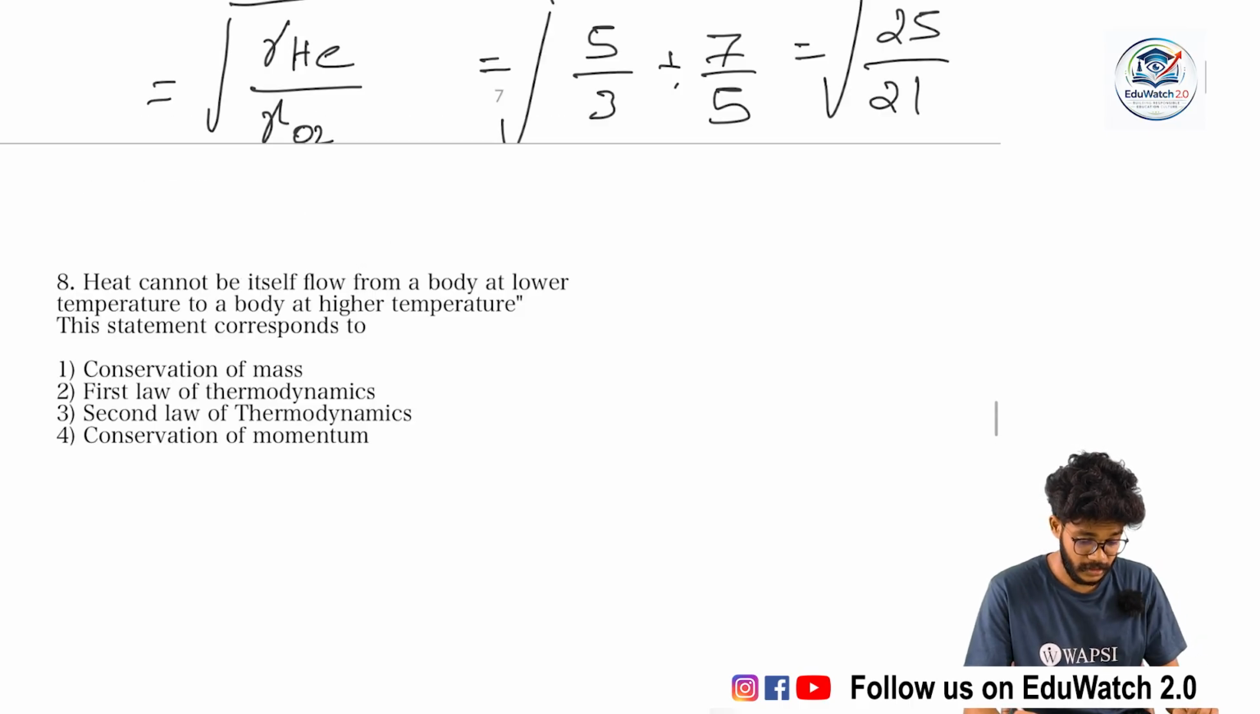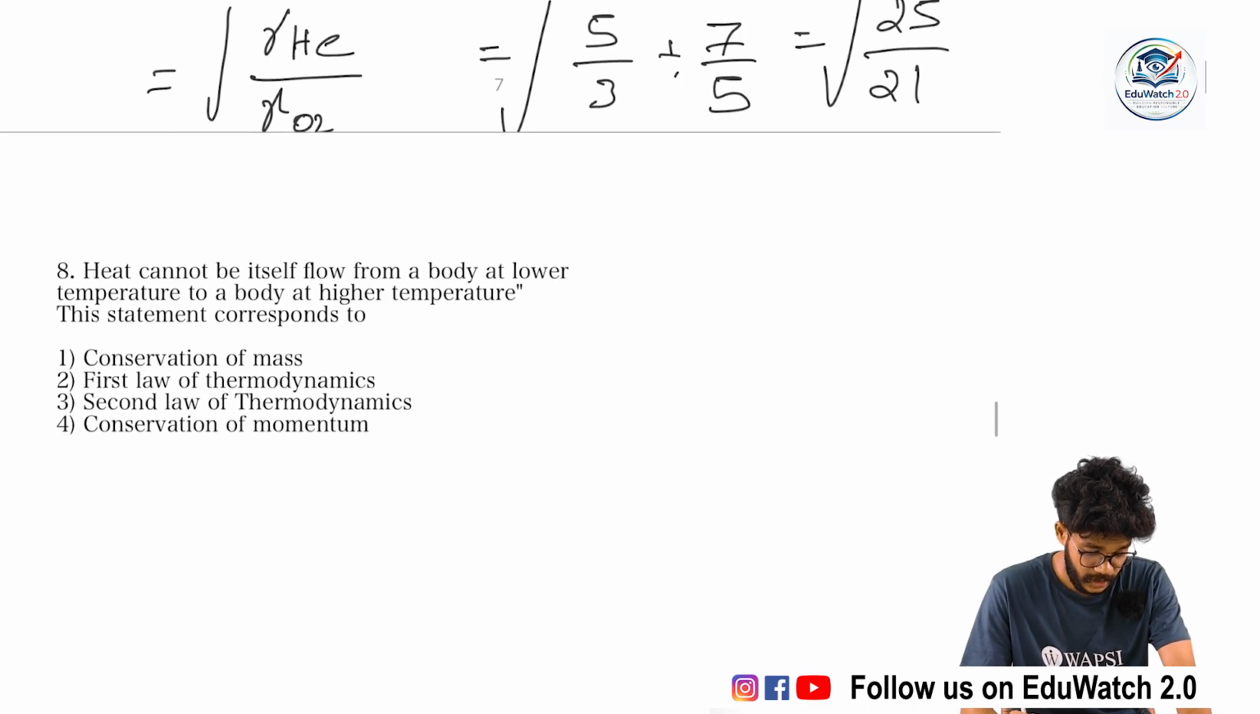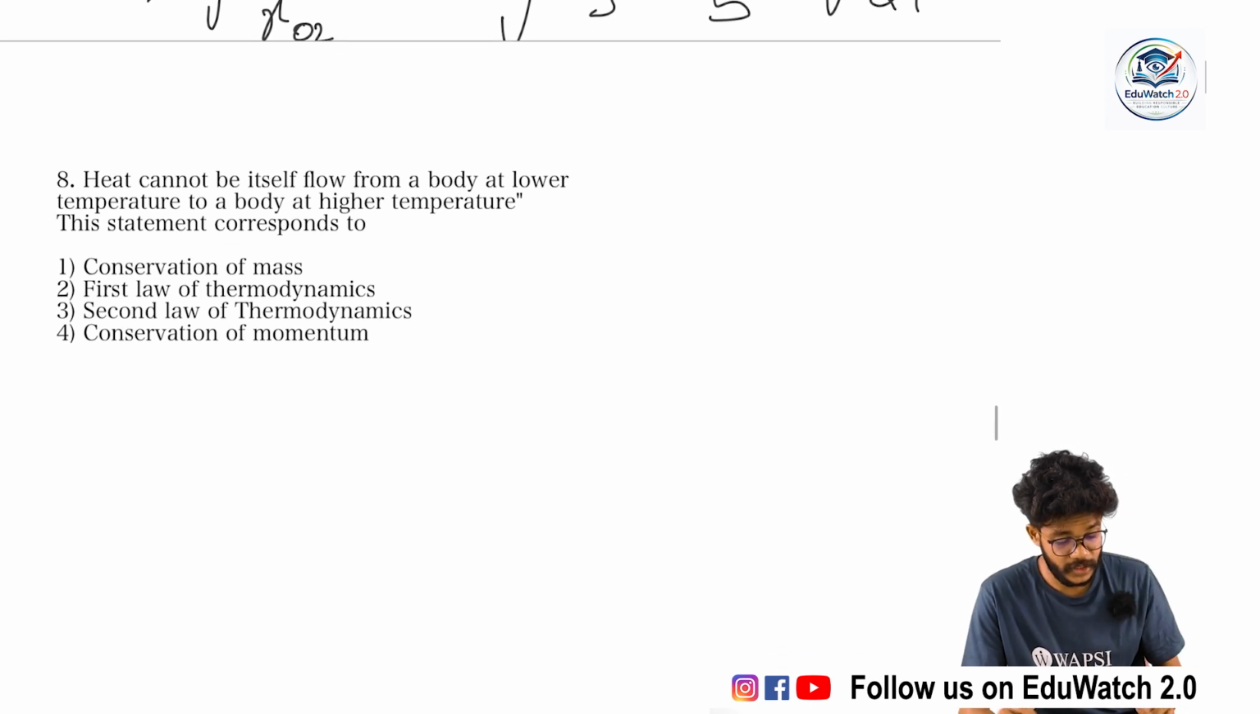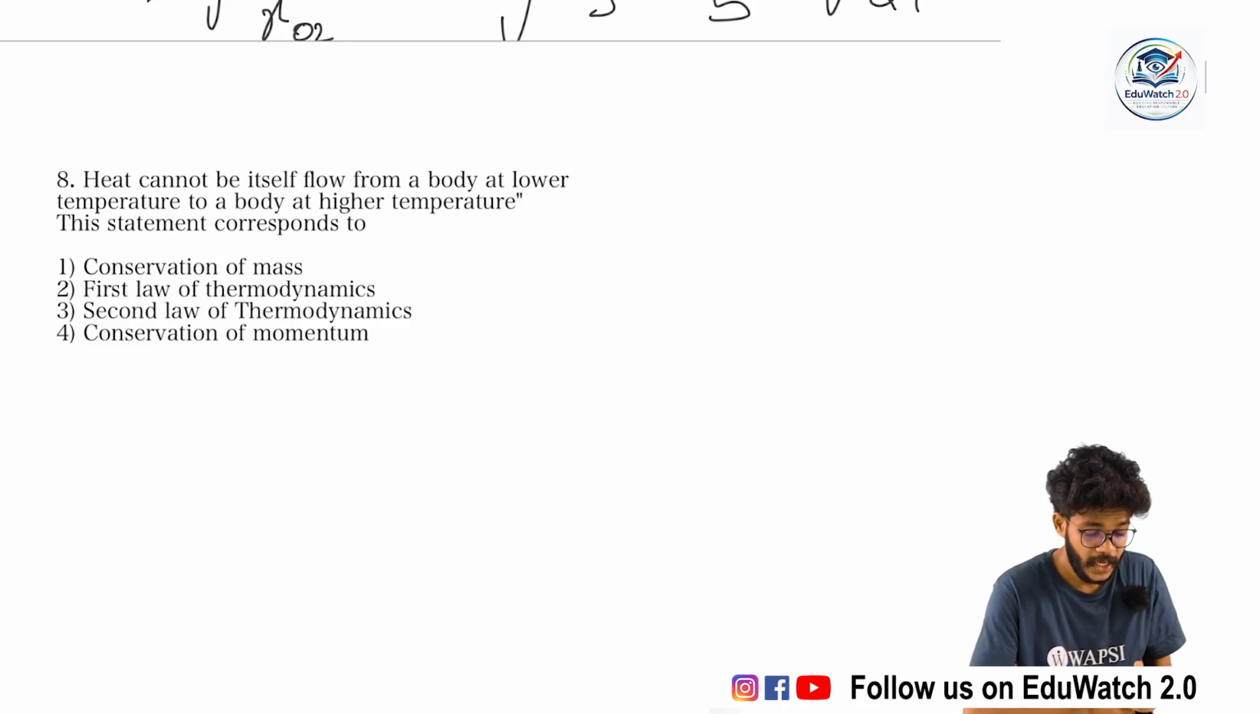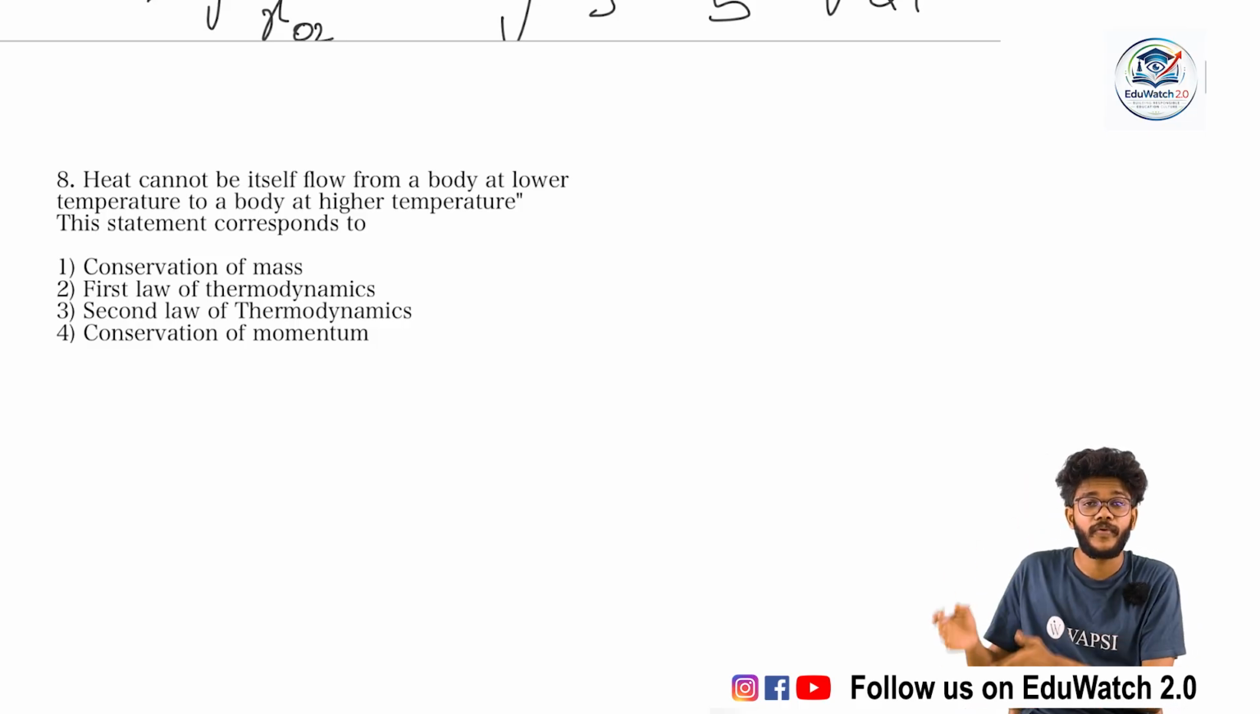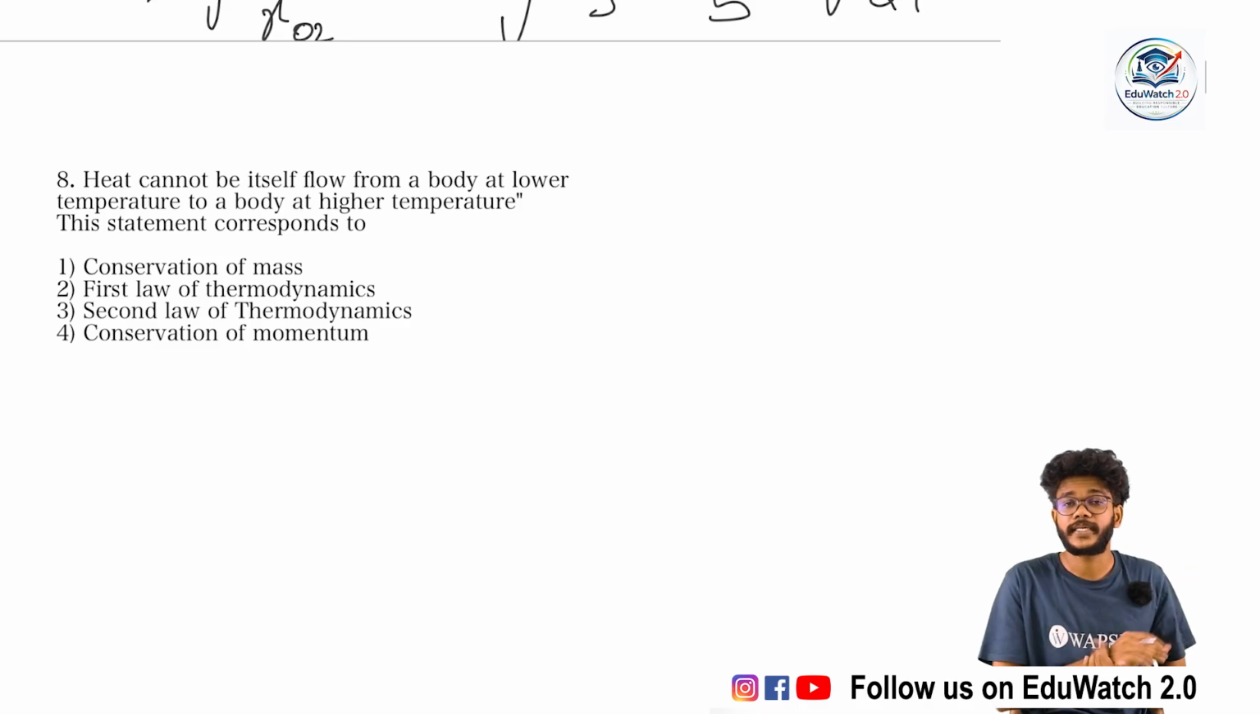The eighth question. Heat cannot by itself flow from a body at low temperature to a body at high temperature. What does this statement correspond to? That means heat cannot flow from low temperature to high temperature. Heat only flows from high temperature to low temperature.